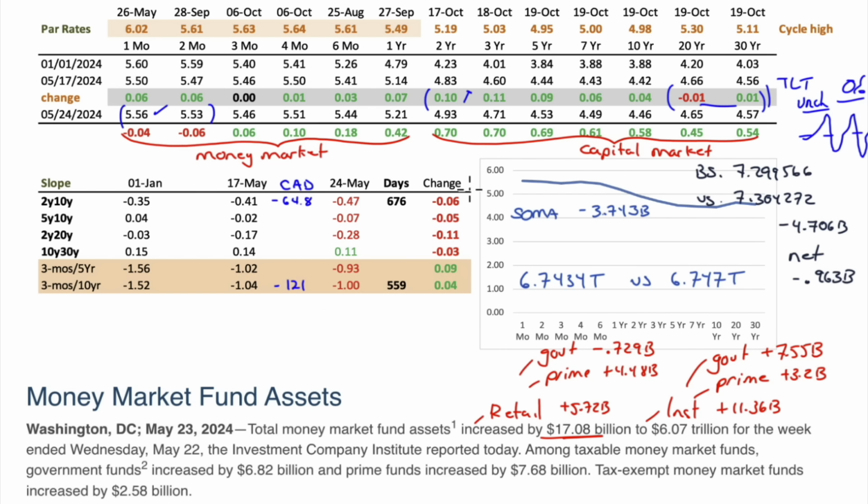Looking at curve inversion is getting a little tiring, isn't it? The 2 to the 10, 676 days at this point. Curve inversion deepened, -47 for the money market to capital market inversion, 559 days. We are 2.5 months away from the 2-year anniversary on this one.